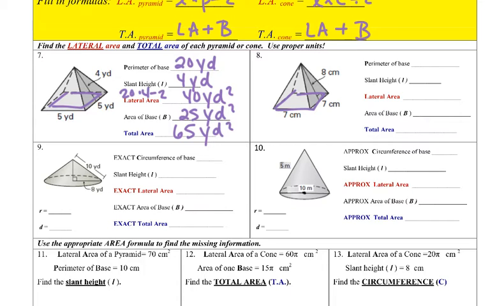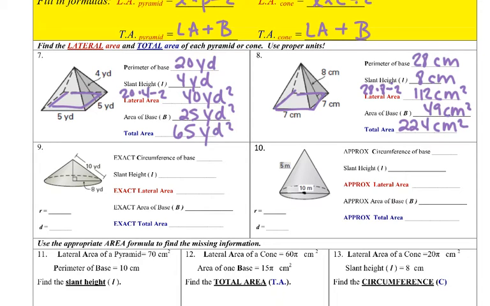Similarly here, the perimeter of the base, 7 plus 7 plus 7 plus 7 is 28. Slant height is 8. If I multiply 28 times 8 divided by 2, I get 112. The base is a square, so 7 times 7 is how I'm getting 49. And then I'm adding those two up to 224 centimeters squared.